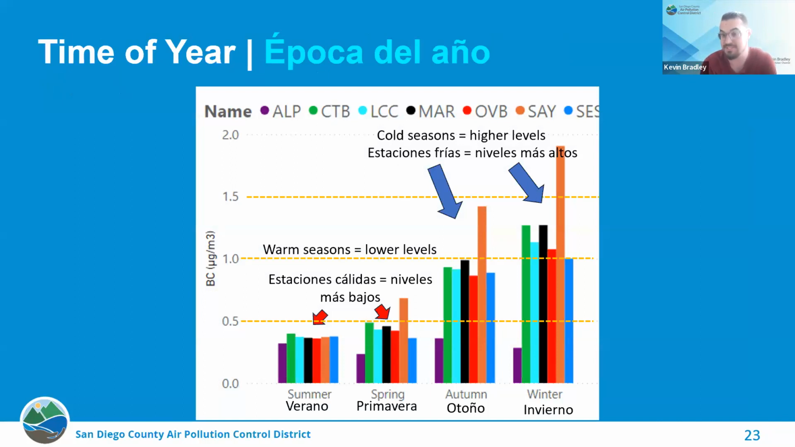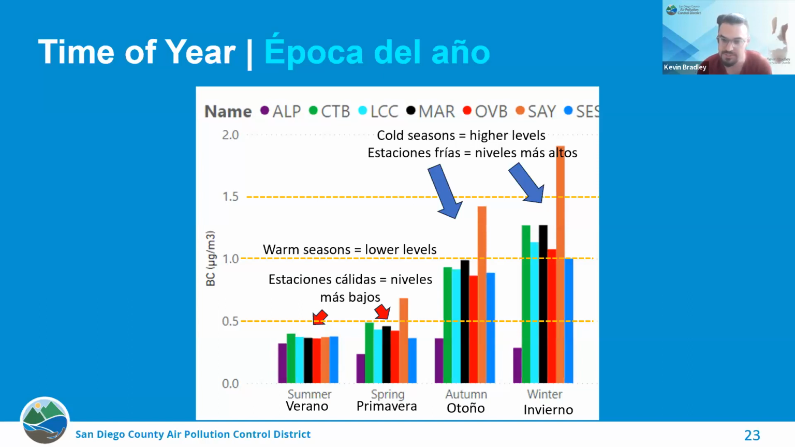And we're splitting this up by season on this graph. So summer, spring, autumn, winter. And summer and spring are generally our warmer months in San Diego, so we see much lower levels there, and the data reflects that. And then in the autumn, the winter, cooler months, we see the higher levels. So there's really nothing that surprised us on this graph. We expected basically the trends that we saw.